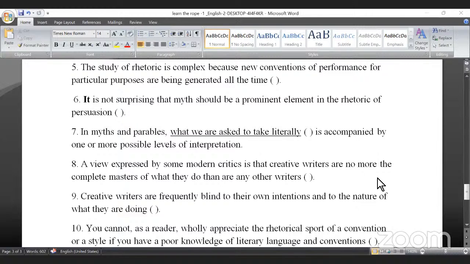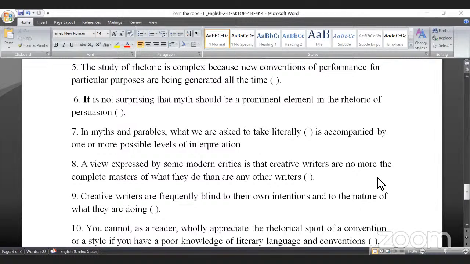That creative writers are no more the complete masters of what they do than are any other. Nominal clause, right? Because look at that. You have a view expressed by some modern critics. The subject is your verb. That clause, the entire that clause, that creative writers and so on, is your object. So anything that comes in the object position has to be a nominal clause.